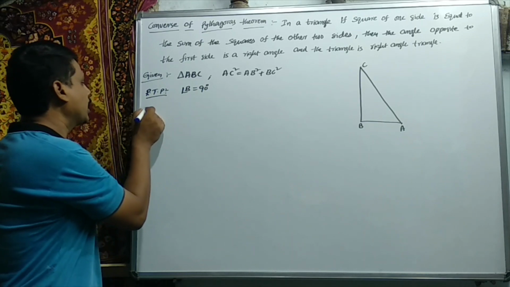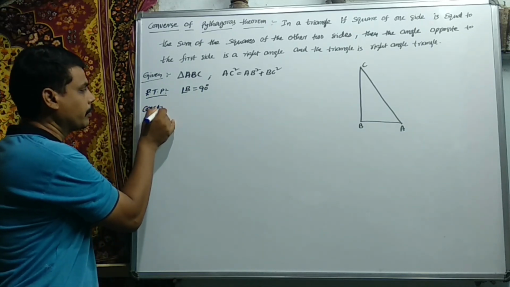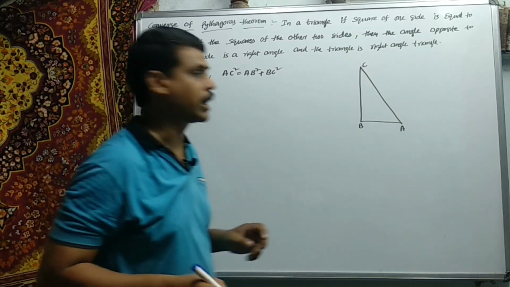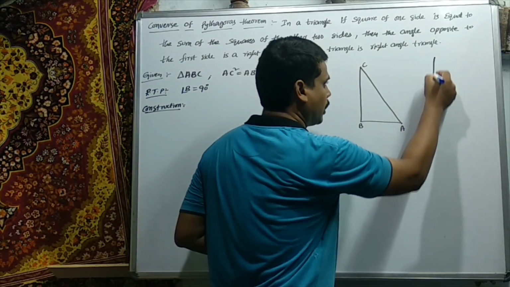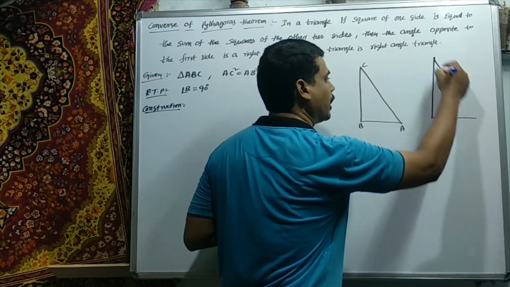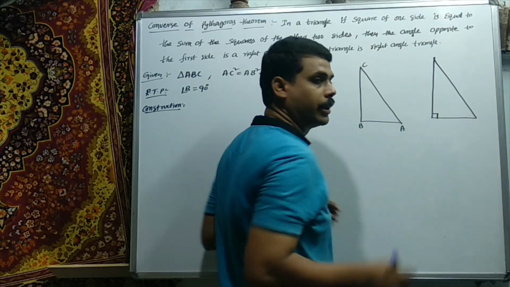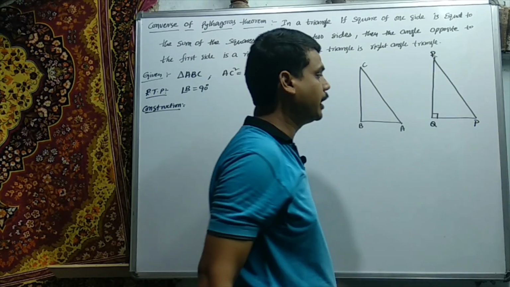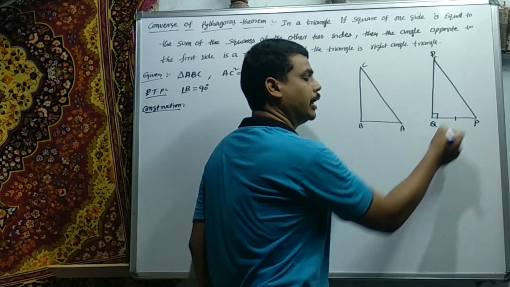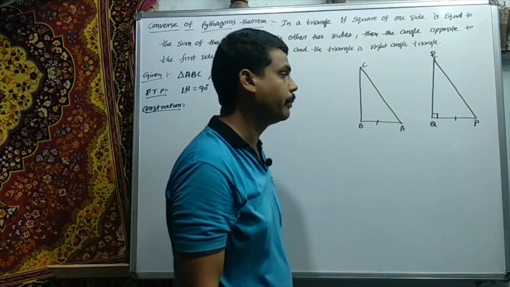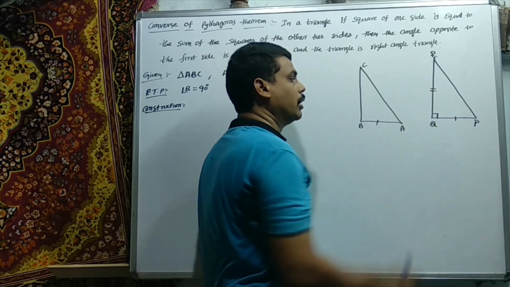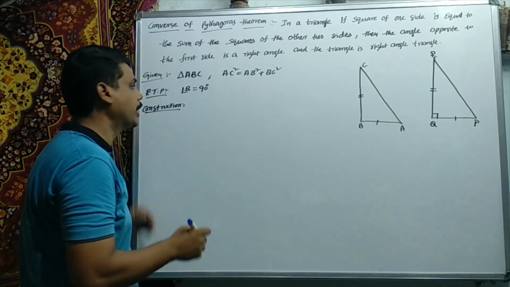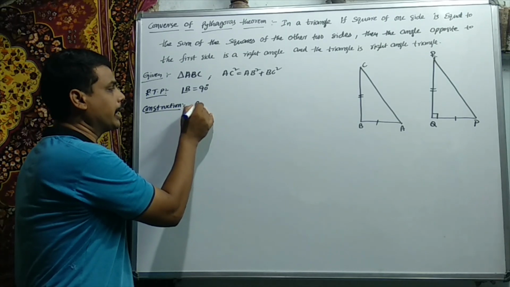So what construction means is that I have to take one more triangle. The triangle is nothing but a right angle triangle. First of all, the triangle name I have taken as PQR, such that the length of PQ is equal to the length of AB, and the length of QR is equal to the length of BC. So I have to construct a right angle triangle.